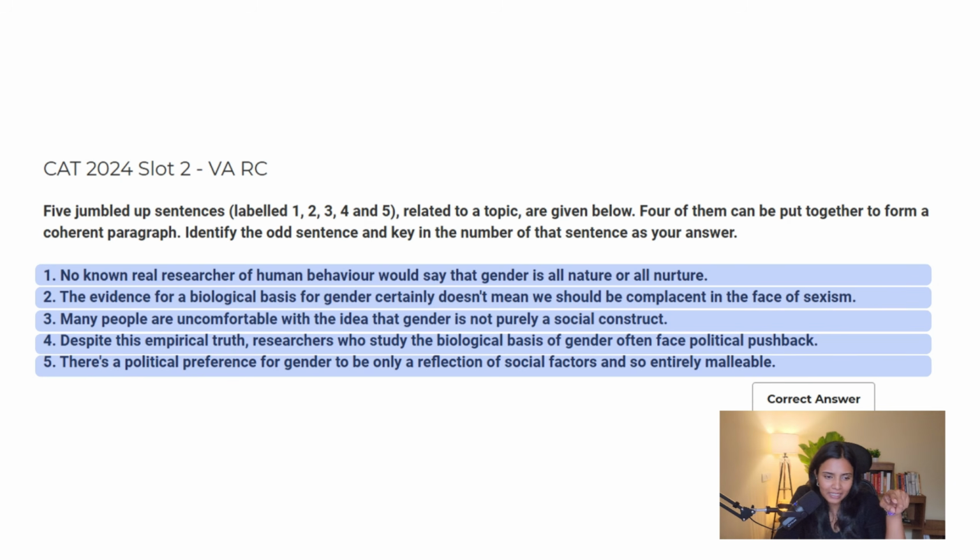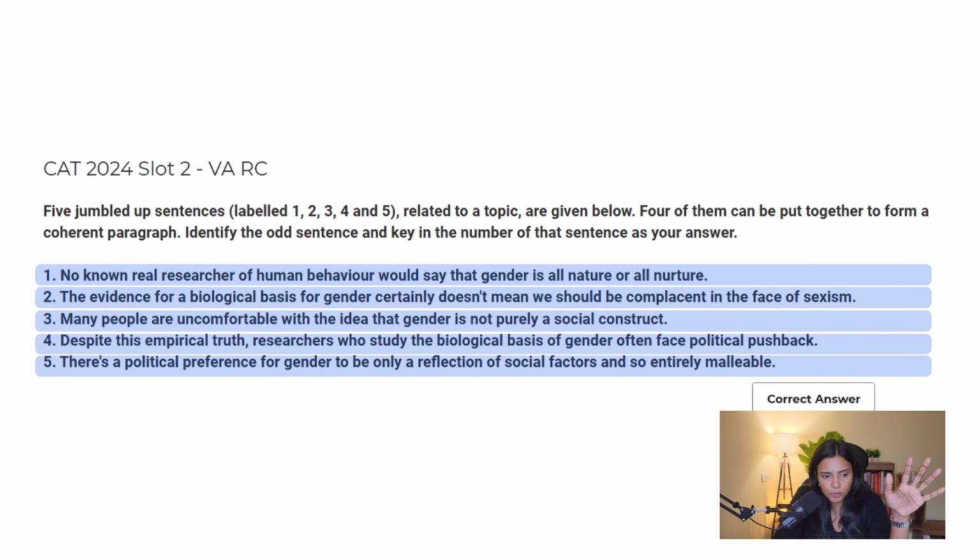Now, if I look at it again, I think the order will be 4 and 5, because first we get to know about political pushback and then line 5 explains the political pushback. Why there is a pushback? Because there is a preference for it to be only based on social factors and therefore entirely malleable. And if it's something else, then there is a pushback. So 4 and 5 could be a strong block.